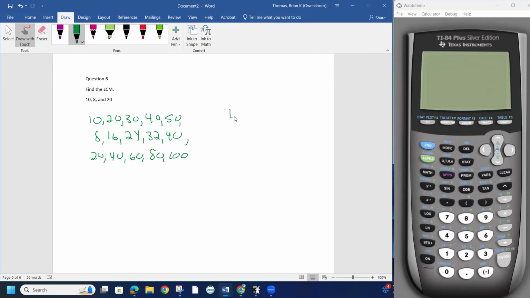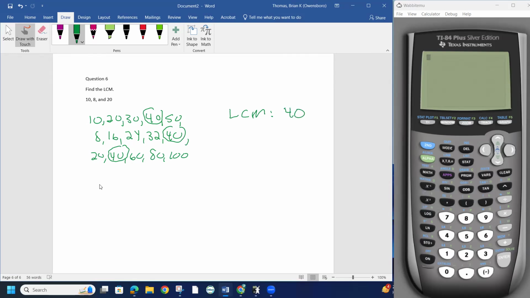So the least common multiple would be the smallest multiple they have in common. If you notice here, they don't have a 10 in common. They do have a 20, but notice how 20 is not a multiple of 8. 30, no. 40 again is a multiple of 10 and 20, but it's not a... oh, wait a minute. 40 is a multiple of all three of them. So by just listing the multiples, I could find the least common multiple there to be 40.